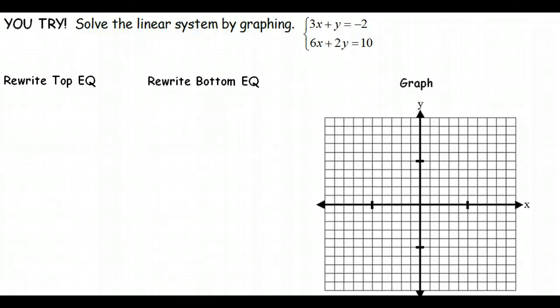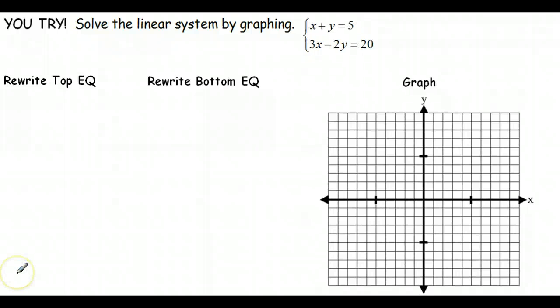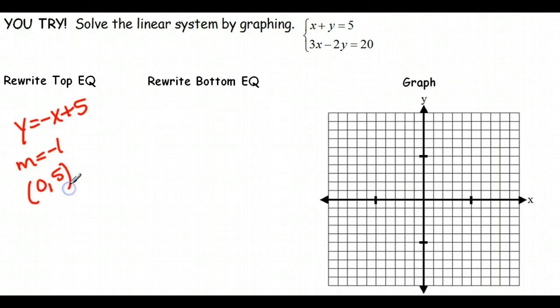Now I'm going to go back to the first example that you were going to do on your own. So if I go backwards, now here we go. Now for this problem, the first equation you should have written as y equals negative x plus 5, which means it has a slope of negative 1 and a y-intercept of 5. So if we go ahead and graph that, that's going to be here, and our slope is negative 1, so our line will look something like that.